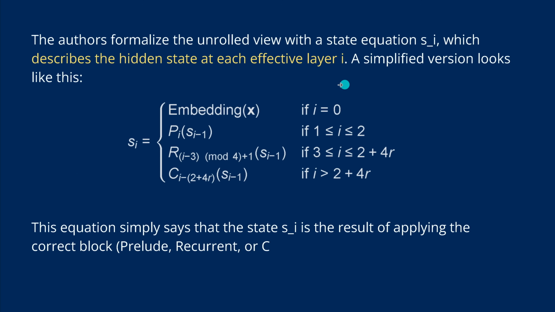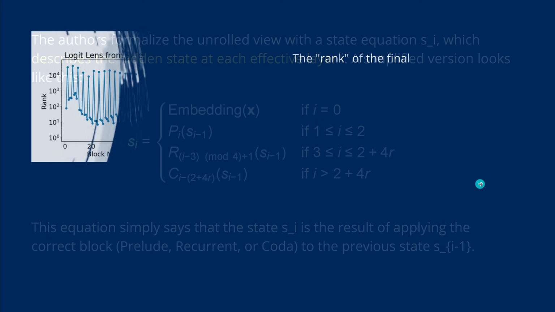Now you can have the state equation here describe the hidden state at each effective layer I, and the simplified version looks like this, and you know this now: input we have the embedding, then the prelude, then the recurrent, and then the decoder. It just tells us that the state S_i is the result of applying the current block, the prelude, the recurrent, or the decoder to the previous state S at I-1. So, okay.